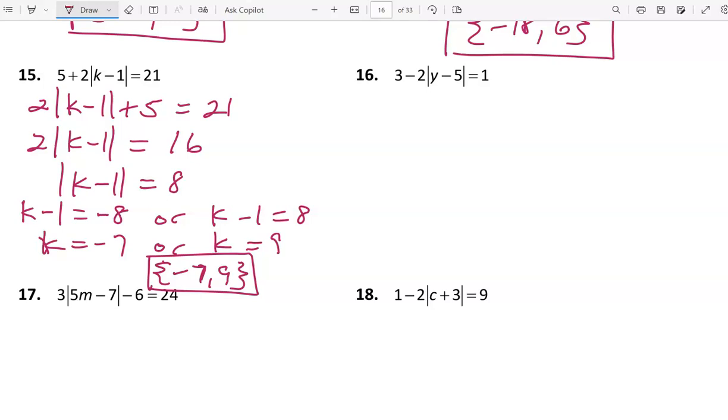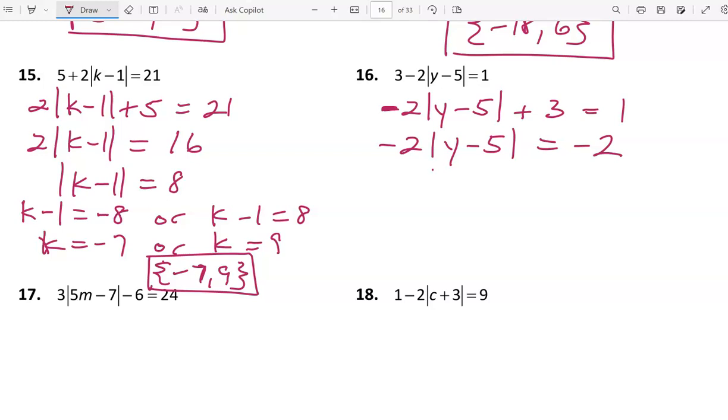Number 16, I would suggest a similar rearrangement. -2 times the absolute value of y minus 5 plus 3 is equal to 1. Don't be tempted to distribute that -2. We may not distribute multiplication into an absolute value, even though the absolute value functions kind of like a parentheses. It is a grouping symbol, but it has additional responsibilities, and so we can't treat it the same as we treat a parentheses.